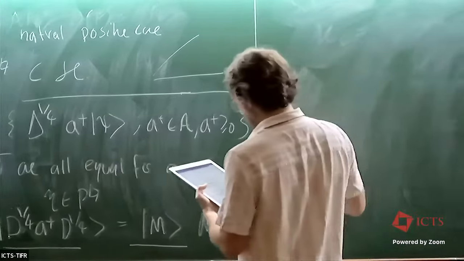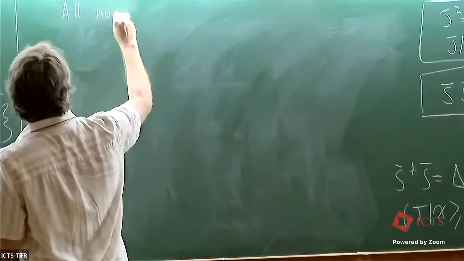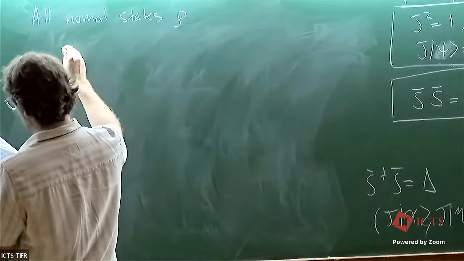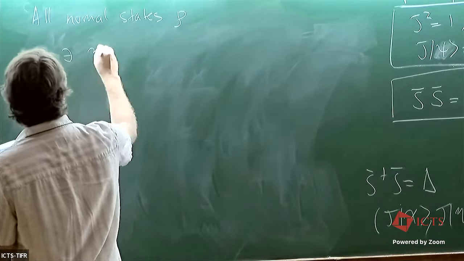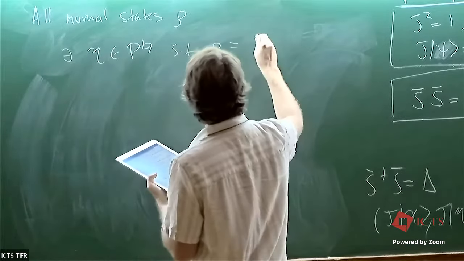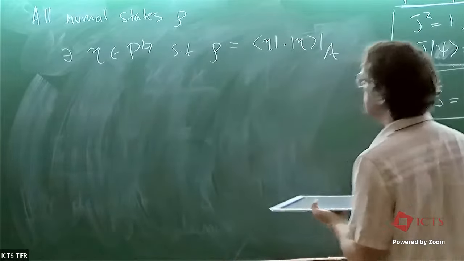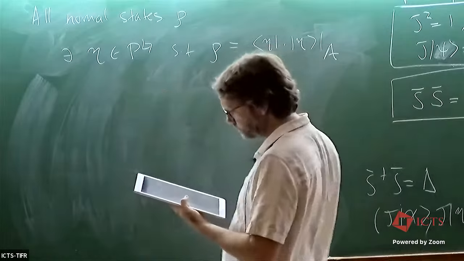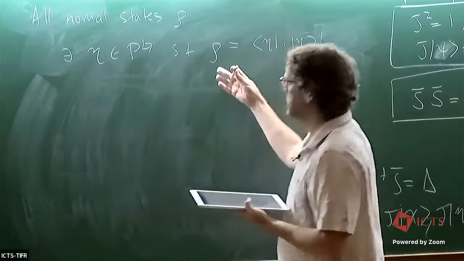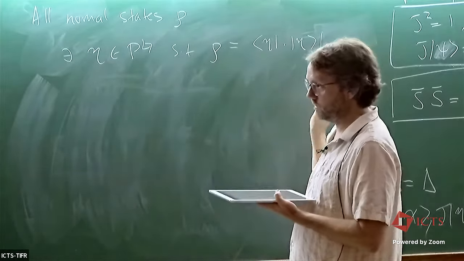For all normal states rho, there exists a vector eta in the natural cone such that eta is a purification of rho. Right, and so this is a true statement. And then of course all other purifications you get by unitaries on the commutant.